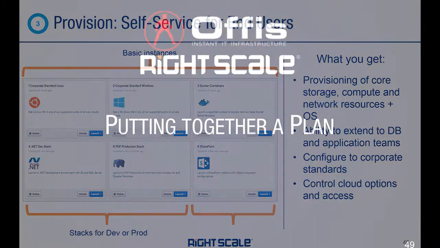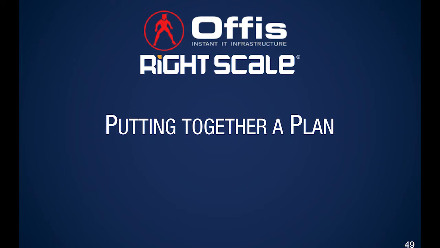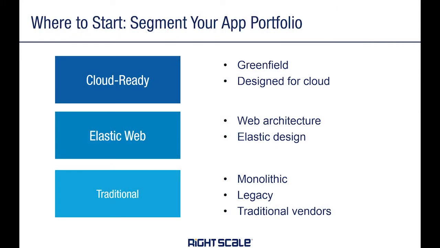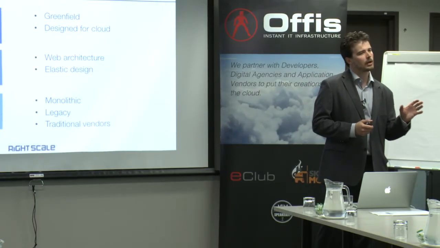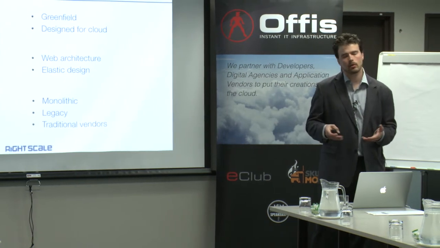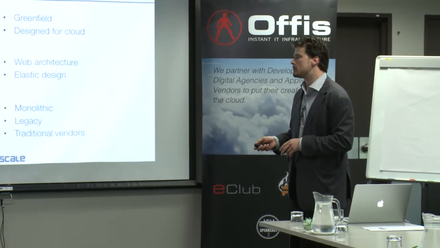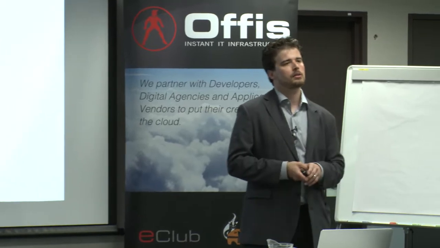So putting together a plan. You're going to start segmenting your application portfolio, and this is where our team will partner to help. You're going to look for really 3 key characteristics. Is it cloud ready? Do you know it can run on a distributed system? Does it demand elasticity? Even if it's not quite cloud ready, should it be made cloud ready? Or is it traditional, legacy, monolithic, off-the-shelf stuff? Usually the last to go.